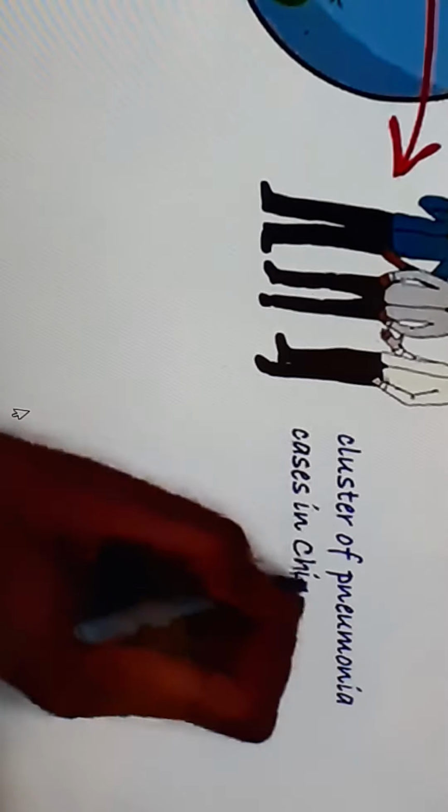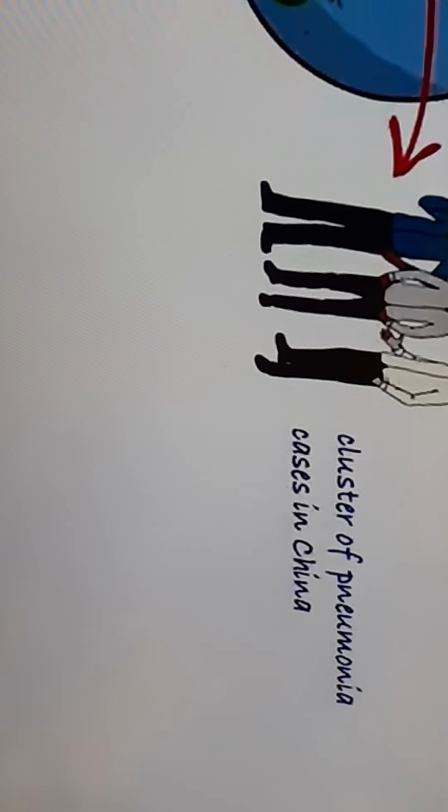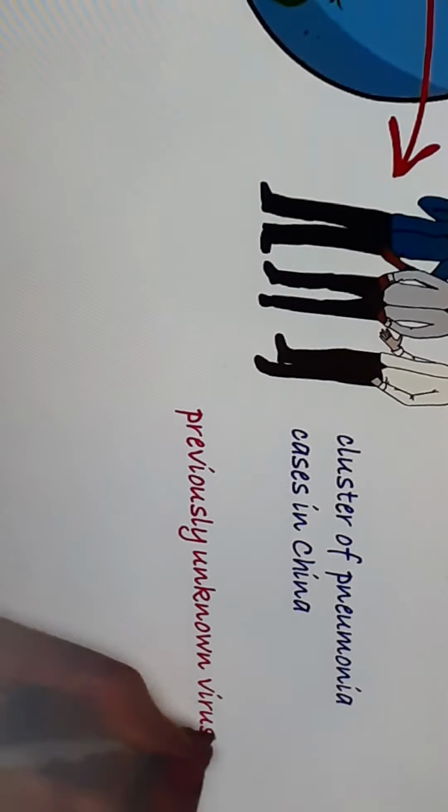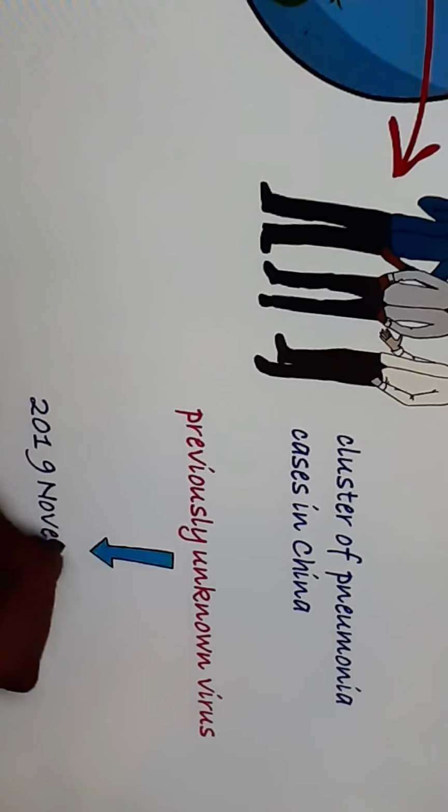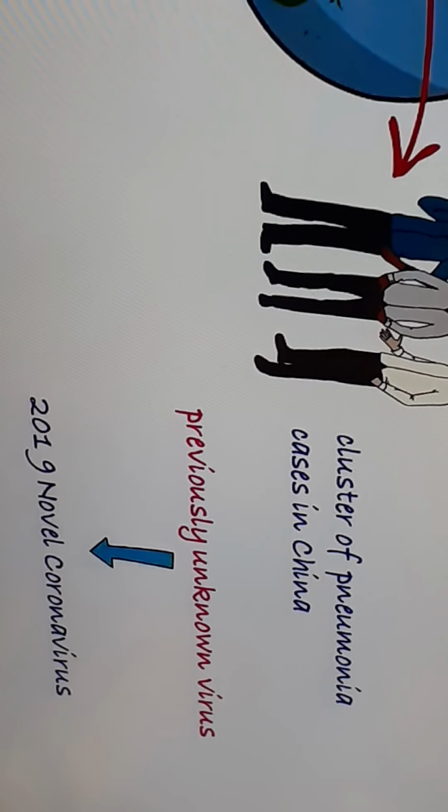In December 2019, there was a cluster of pneumonia cases in China. Investigations found that it was caused by a previously unknown virus, now named the 2019 novel coronavirus. In this video, we'll take a quick look at what's currently known about the virus. Keep in mind that this is a new virus, and what's known about the virus now might change in the future. Coronaviruses are a large group of viruses.